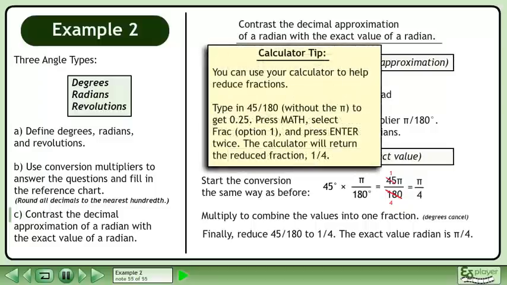You can use your calculator to help reduce fractions. Type in 45 over 180 without the pi to get 0.25. Press Math, select Fraction, option 1, and press Enter twice. The calculator will return the reduced fraction, 1 over 4.